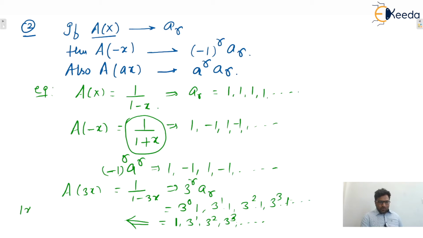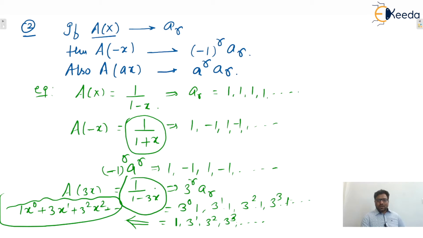Yes, you only tell me: 1 into x power 0, then 3 into x power 1, then 3 square into x square, and so on. And you know this is 1 upon 1 minus 3x, isn't it? So the meaning is that if the generating function is given to you and x is multiplied with -1, then the sequence will be multiplied with -1 raised to power r. Or in general, if it is multiplied with a, then the sequence will be multiplied with a power r. Isn't it? That was the second property.